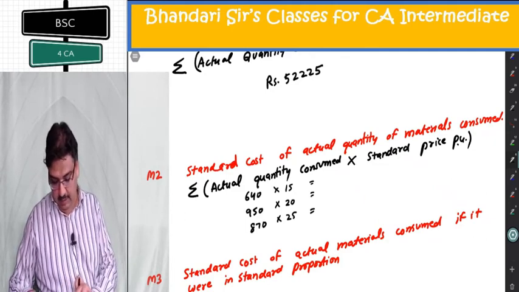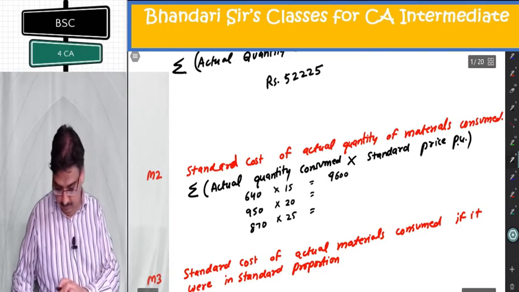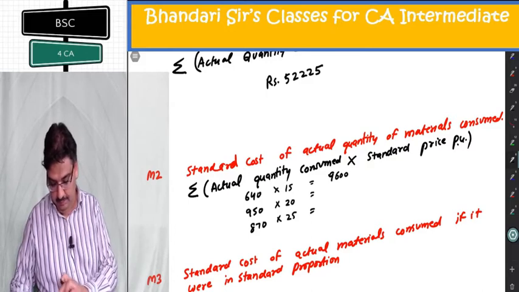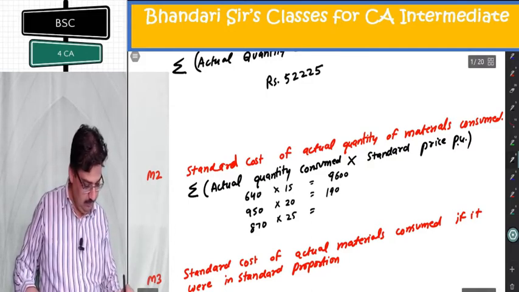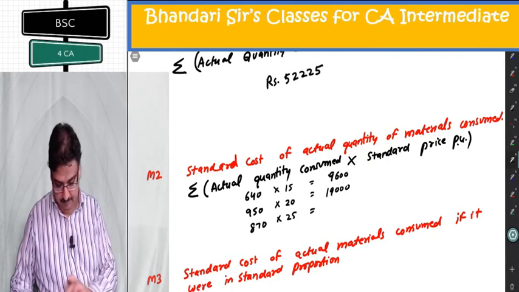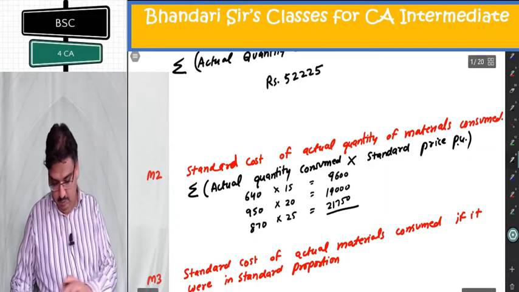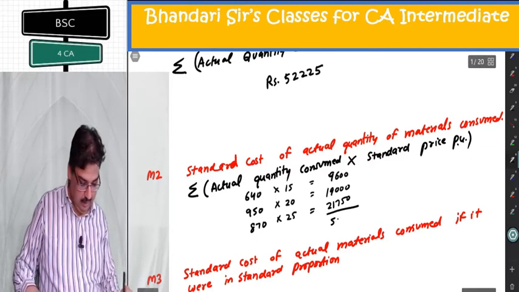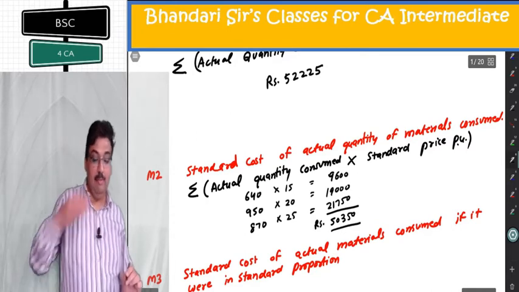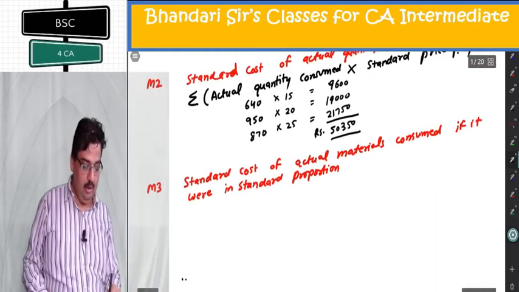640 into 15, 9600. 950 into 20, 19,000. 870 into 25, 21750. Once you add, you will get 50,350. This is M2.